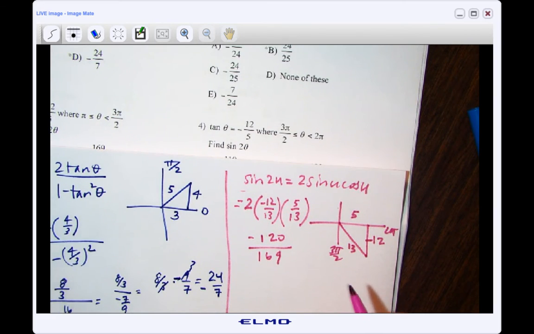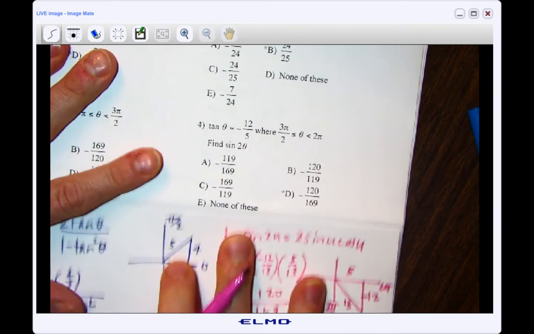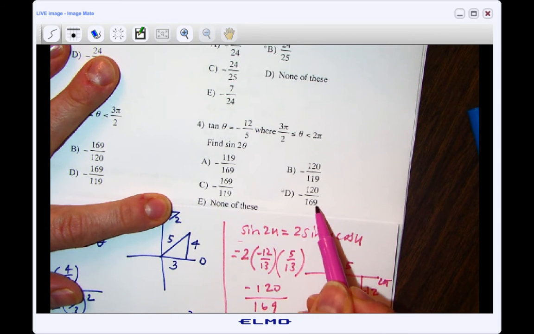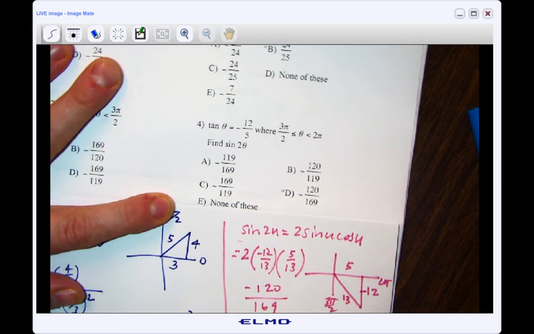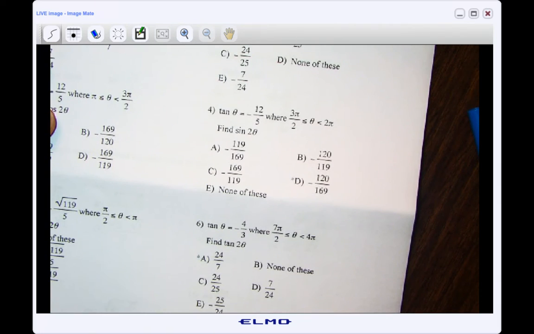So it looks like negative 120 over 169. I don't even think that can be reduced. So here we are, 120 over 169. Okay, we'll do a cosine one also. Oh, here's a cosine one.